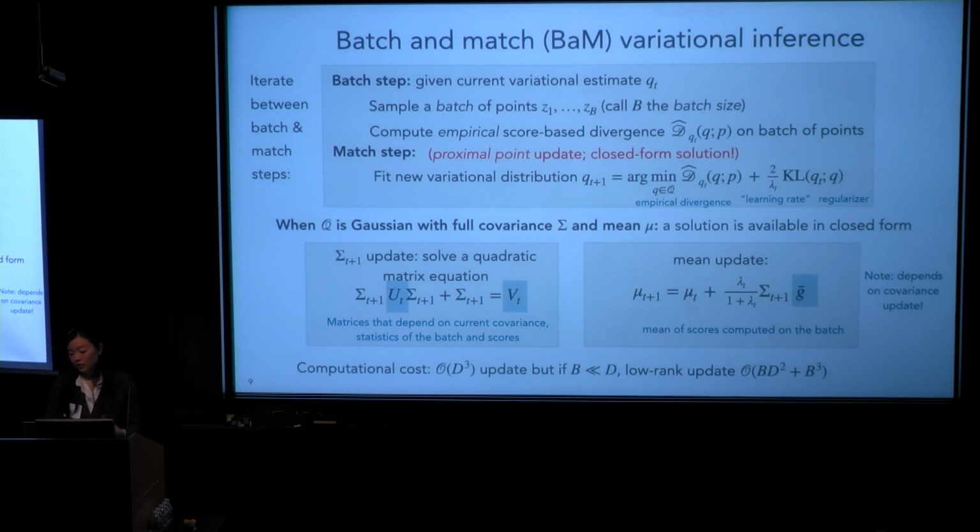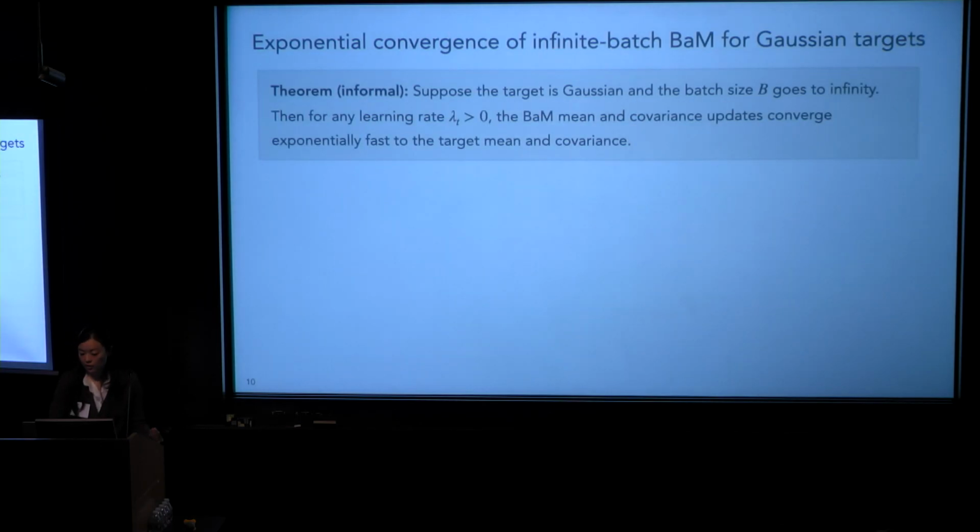So now I'm going to talk a little bit about the convergence properties of this algorithm. First, we can look at the theoretical properties. And this is in an idealized setting where we assume that the target itself is Gaussian and that the batch size goes to infinity.